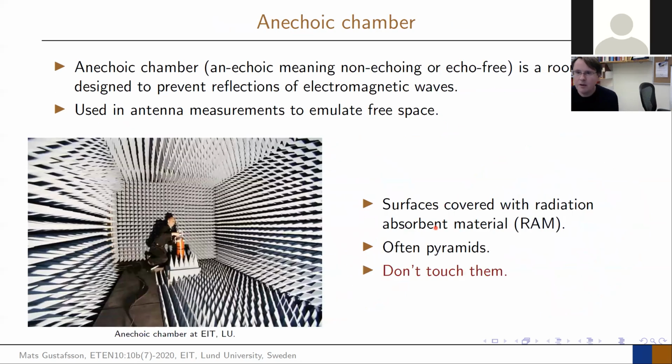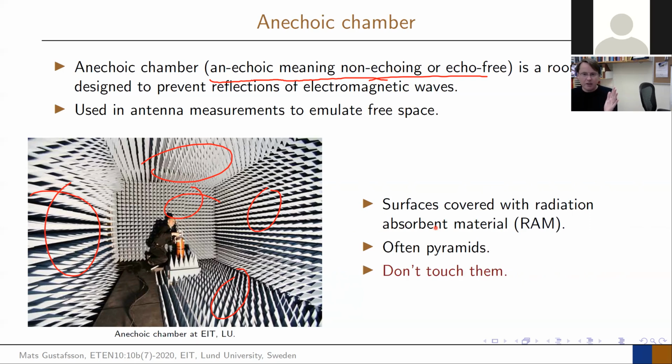And these measurements are then done in what's called an anechoic chamber. So exactly the same photo as before, but now you can see all of these things that sit here. And these are these absorbers. So anechoic stands for non-echoing, or echo-free chamber. So if you send the electromagnetic waves to these walls, it doesn't come back, it gets absorbed.